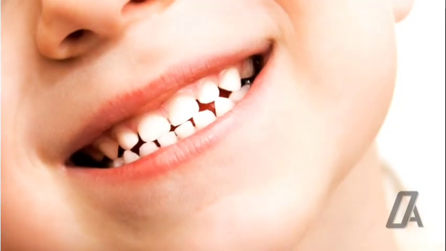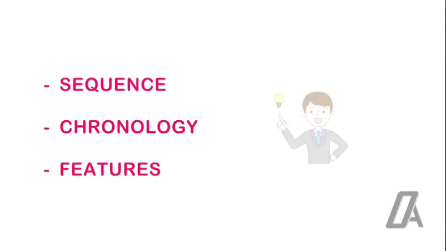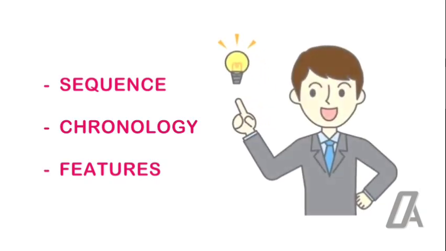Deciduous dentition period extends from 6 months to 6 years of age, a crucial phase in the development of occlusion. Let's start with the key points to be studied during this period. There are 3 major aspects we evaluate.